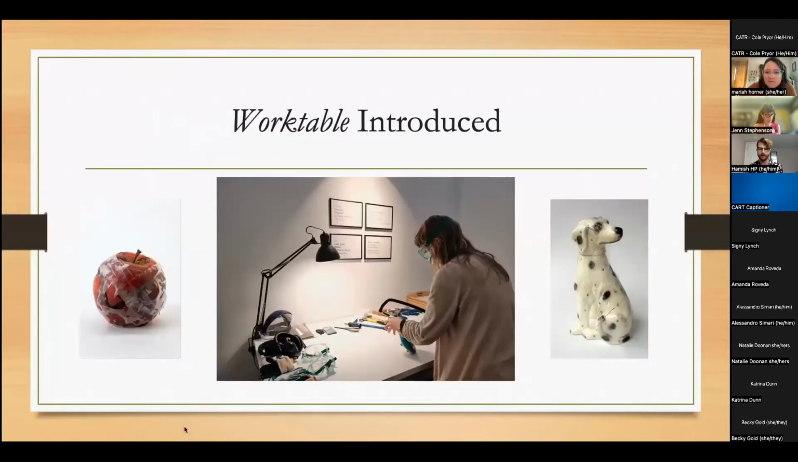Move one little thing around here on the screen so I can actually see what I'm doing.